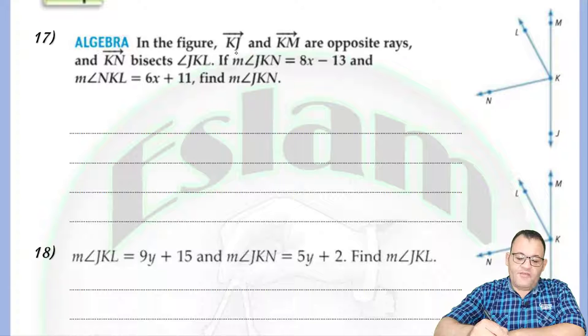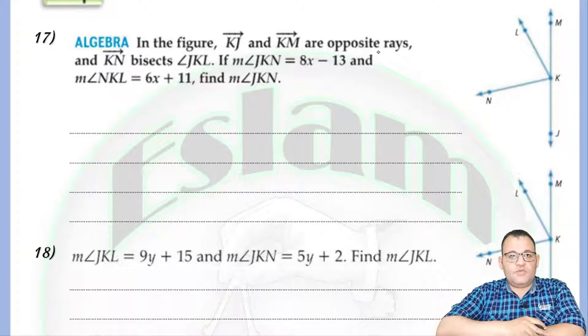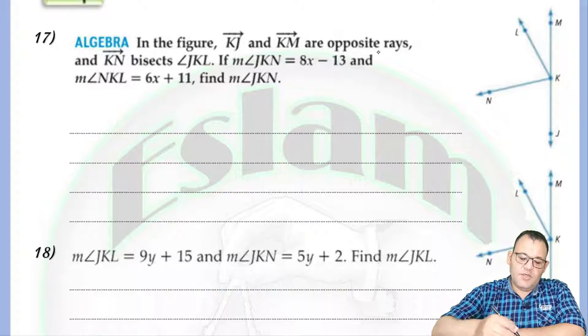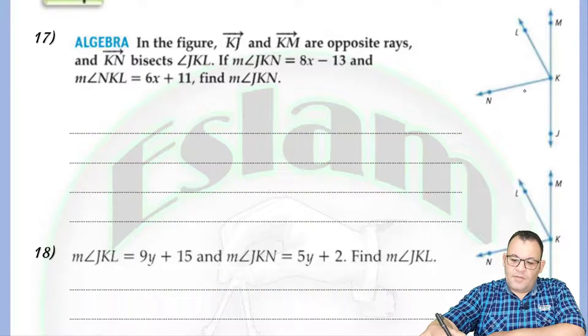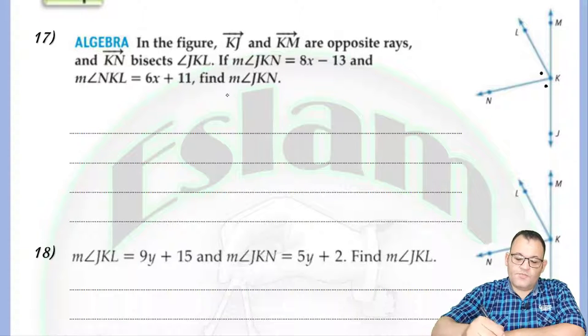In this problem, we have KJ and KM are 2 opposite rays. We say opposite rays if they are forming one straight line. The measure of the straight angle, which is formed from the straight line, is equal to 180 degrees. And we have KN bisects angle JKL. What is the meaning of bisect? Bisect means divide the angle into 2 equal parts. So KN bisects the angle JKL. It means the first part here is equal to the second part.